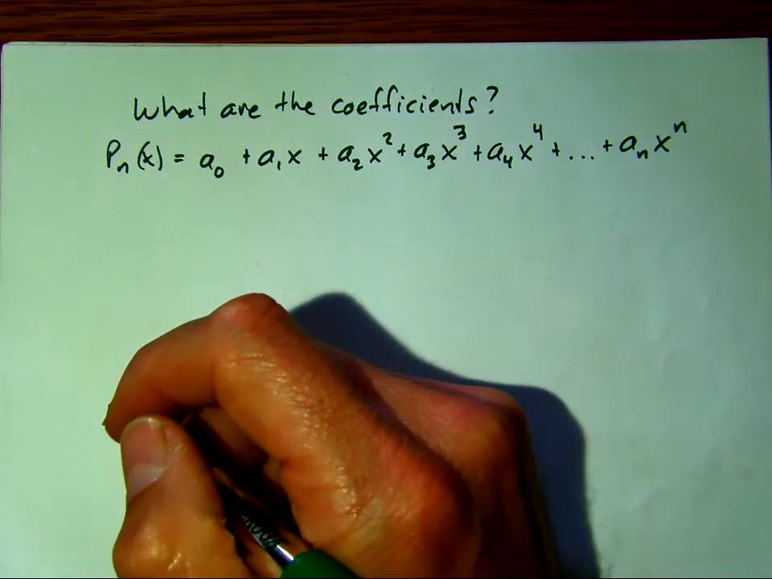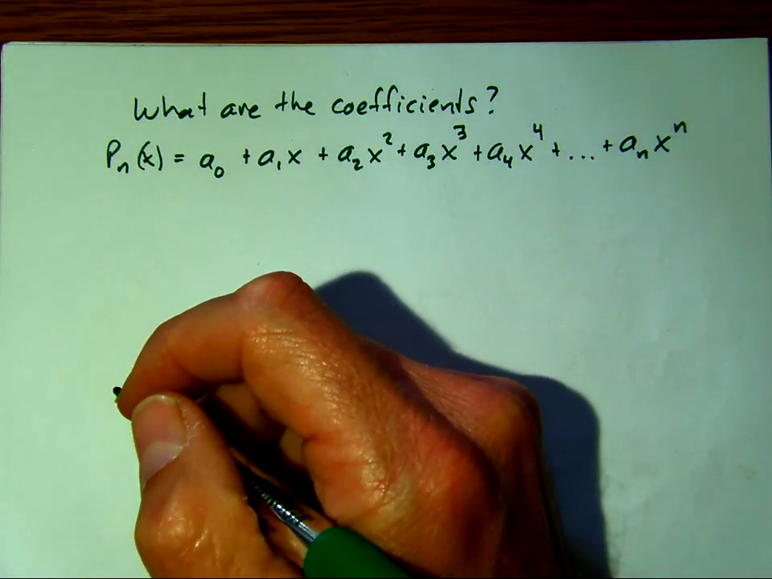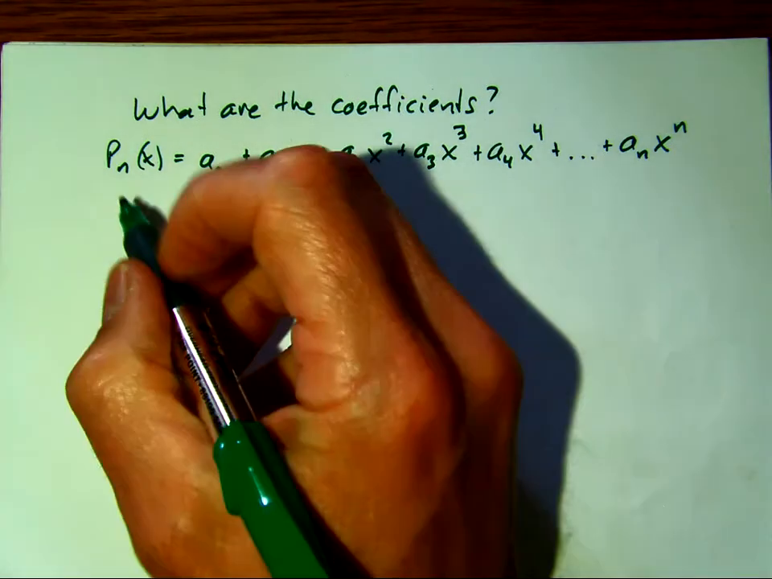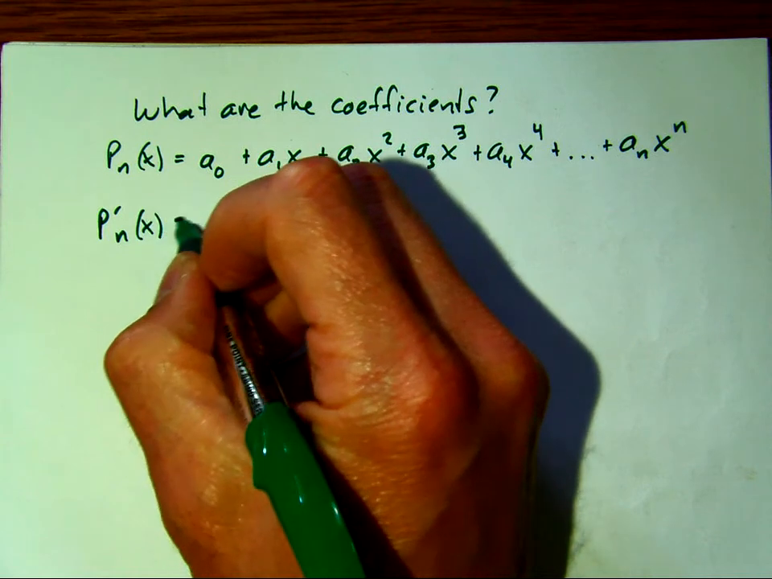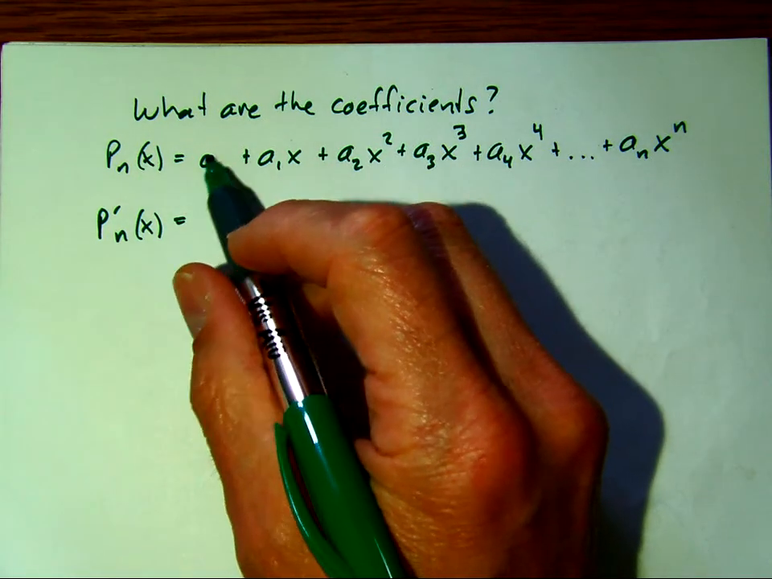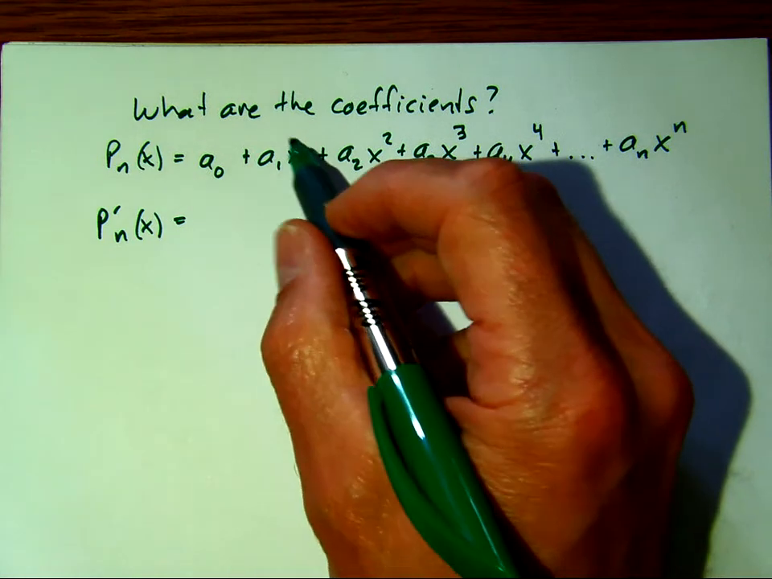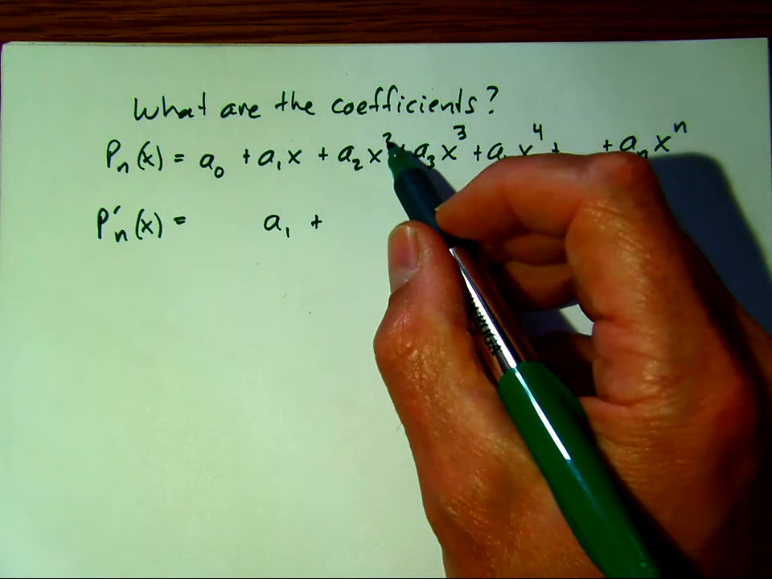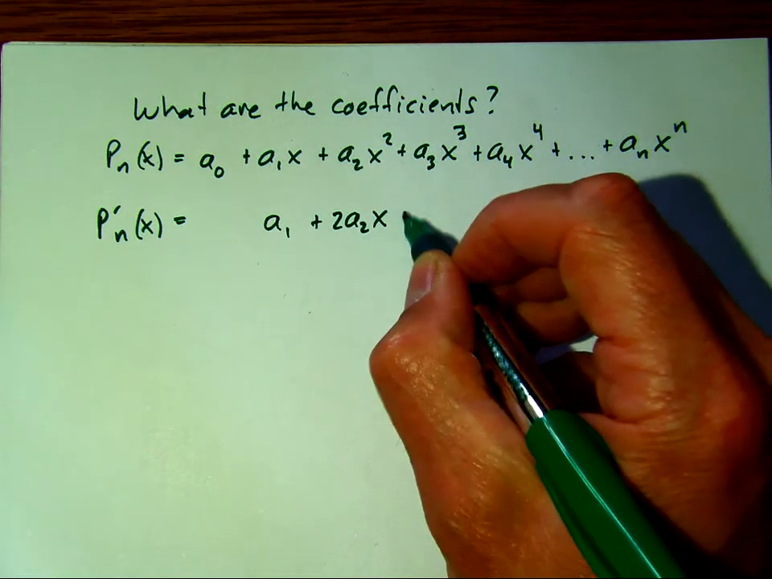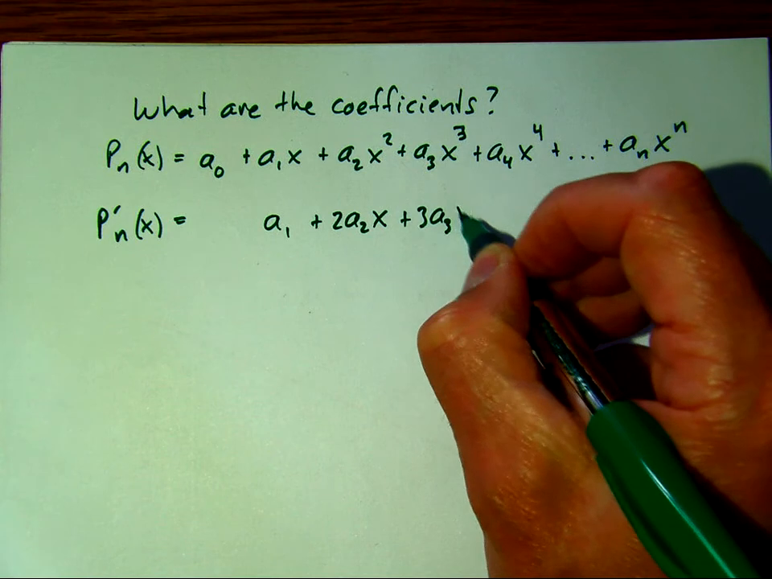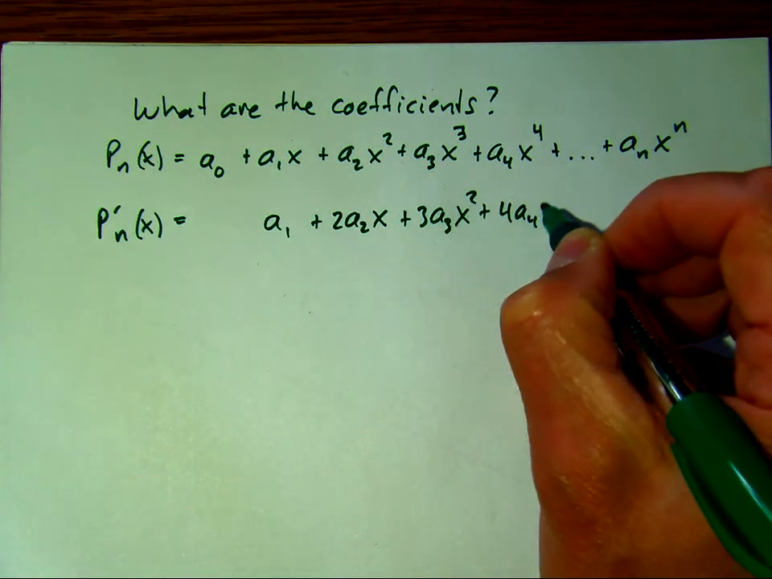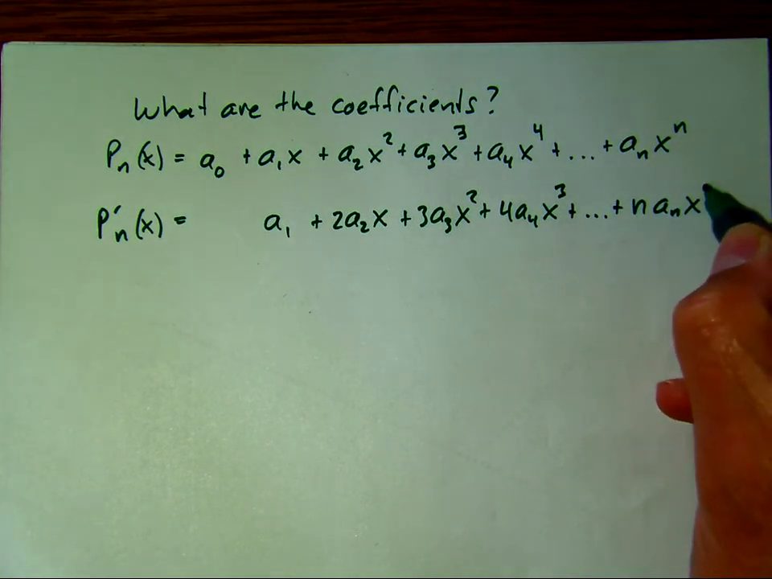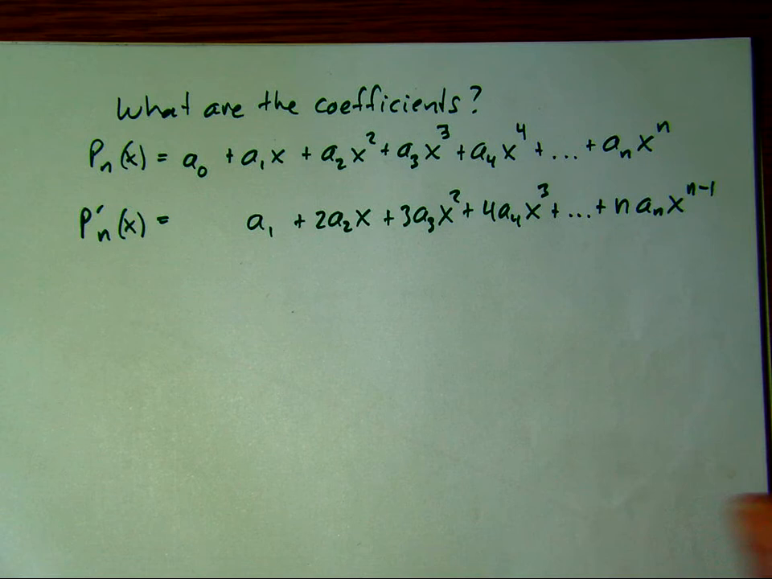And we need to make sure that the derivatives of the polynomial match the derivatives of the function. And that's how we're going to solve for the coefficients. So if we take the derivative of this polynomial, that's a constant, so that's gone. Its derivative is 0. The derivative of this is just a1. And the derivative here is 2 times a2x. This will be 3 a3x squared, 4 a4x cubed, and this would be n anx to the n minus 1. We're doing the power rule on all the terms.